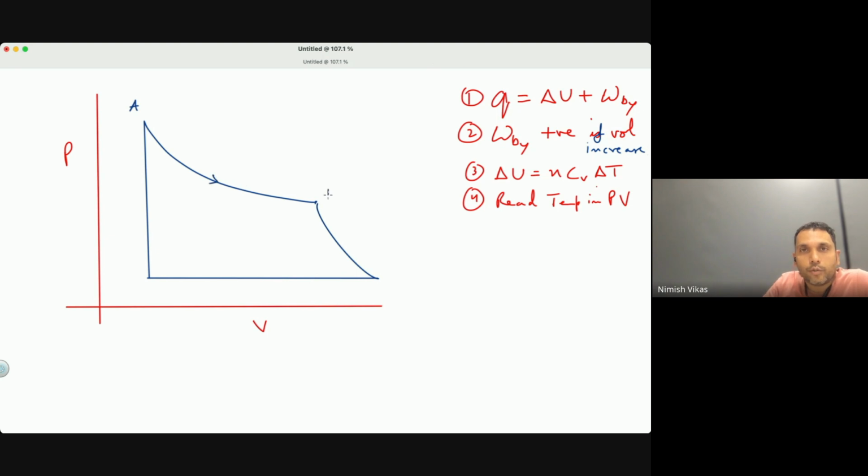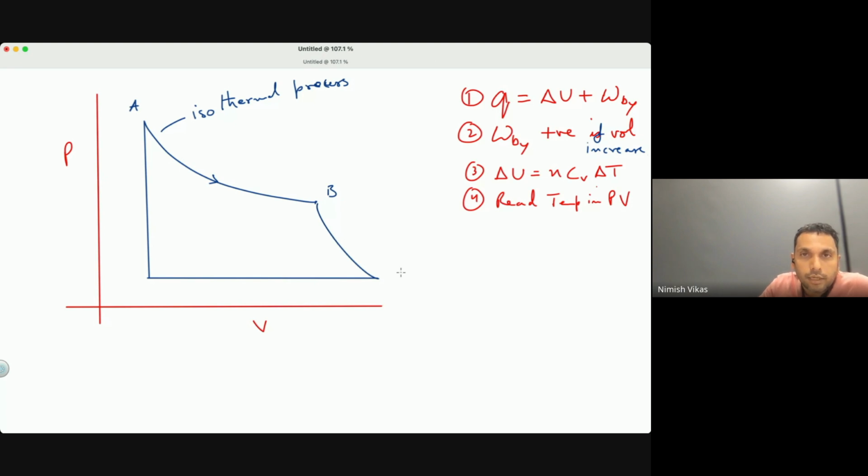From A, it went to B in an isothermal process. Now, if you don't know the meaning of isothermal, you can ask. There is no shame in that because there is no logic in the name. Isothermal means temperature is the same. Is that clear? So this A to B line happens to be an isotherm.